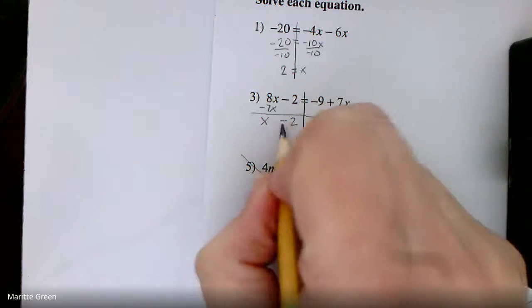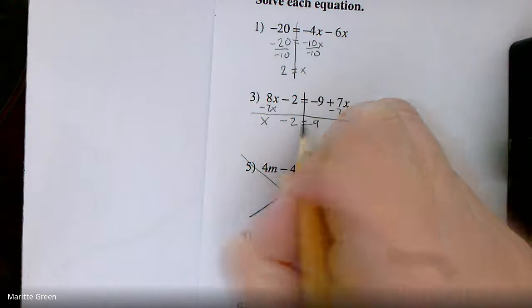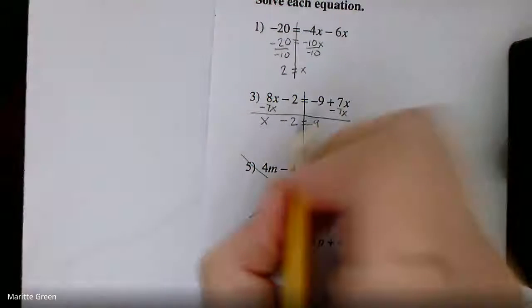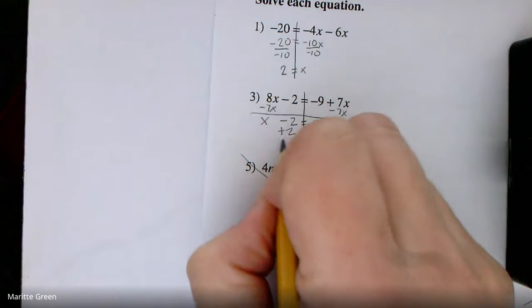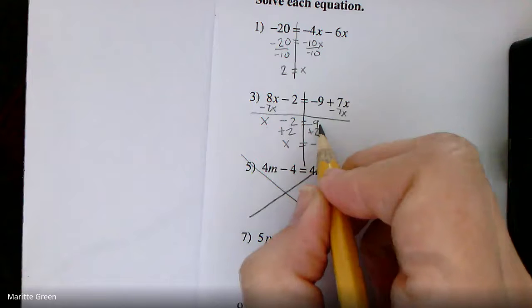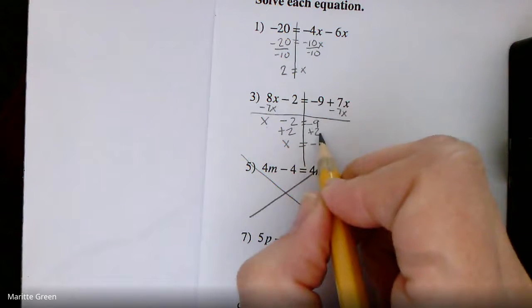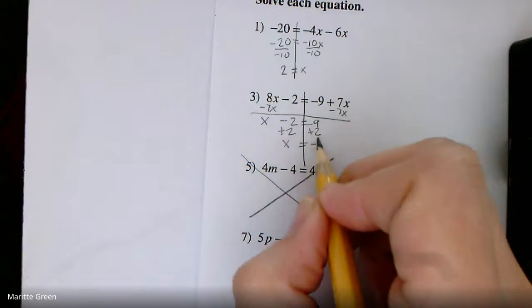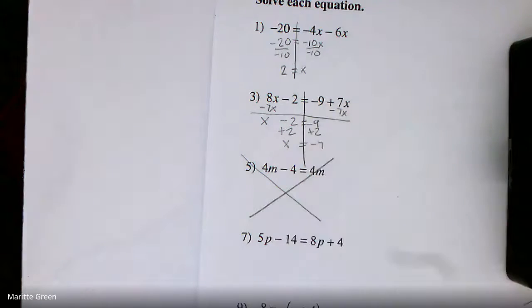So I have x minus 2 equals negative 9. Now I'm going to add 2 to both sides so that I get x equals negative 9 plus 2. Signs are different. This is a negative, this is a positive. So we're going to subtract: 9, 8, 7. And the bigger one was negative, so it's going to be negative 7.